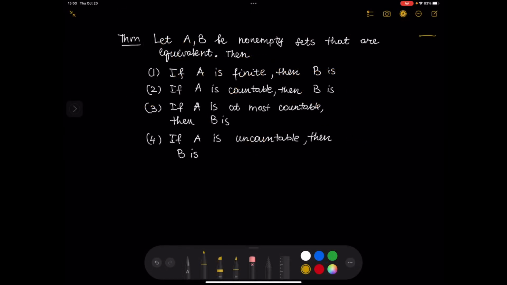So let us discuss some further properties of equivalent sets. We have this theorem. Suppose we have two non-empty sets, A and B, that are equivalent. Then if A is finite, then B is finite. If A is countable, then B is countable. If A is at most countable, then B is at most countable. If A is uncountable, then B is uncountable.